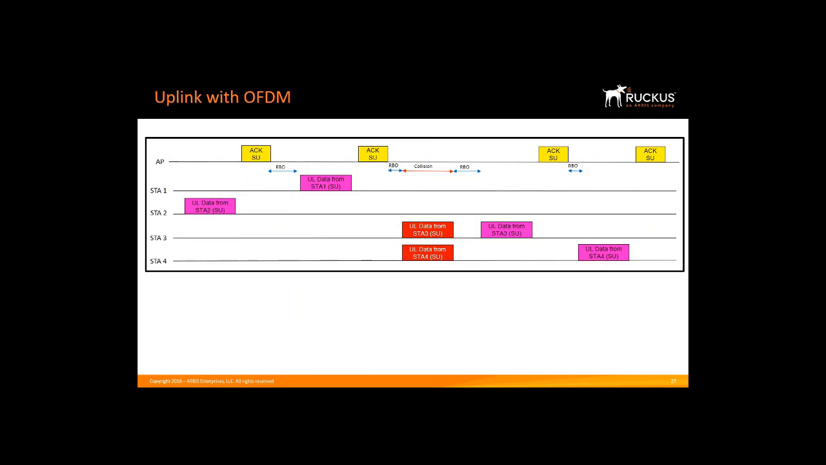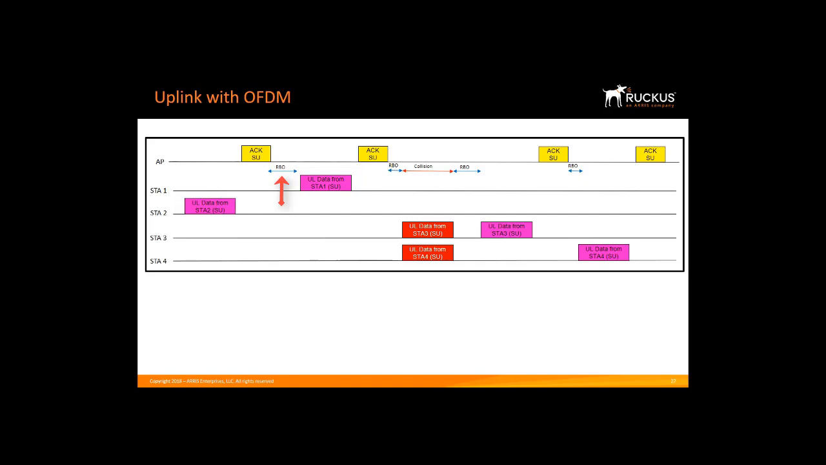Let's look at it from the OFDMA uplink point of view. In this example, 4 devices are trying to transmit data to an AP on an 80 MHz channel. In the traditional 11AC world, the way it would work is all 4 clients would compete for the medium. In this example, we'll assume that Station 2 wins. Station 2 transmits its data, and then the AP sends an acknowledgement back to Station 2.